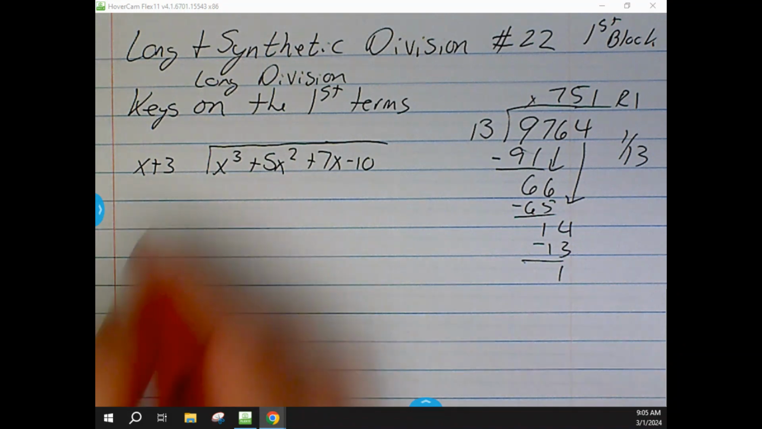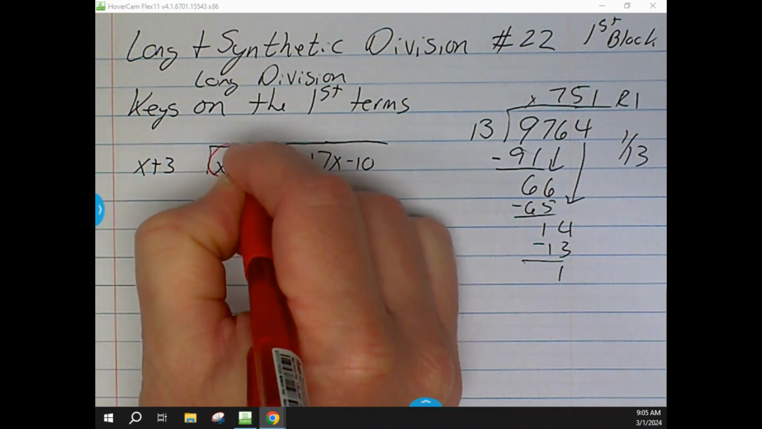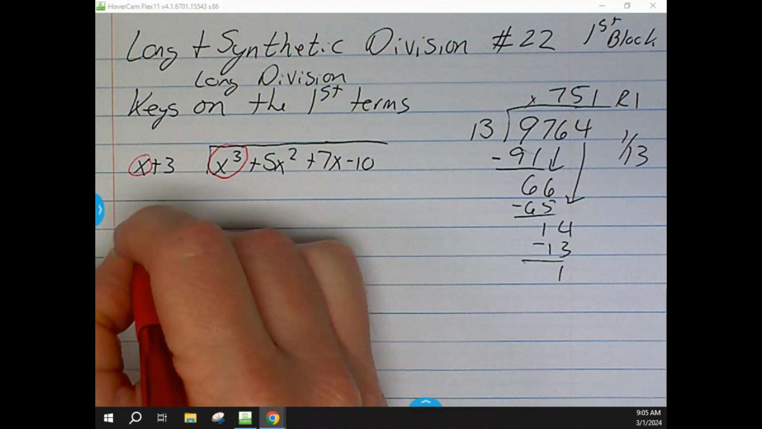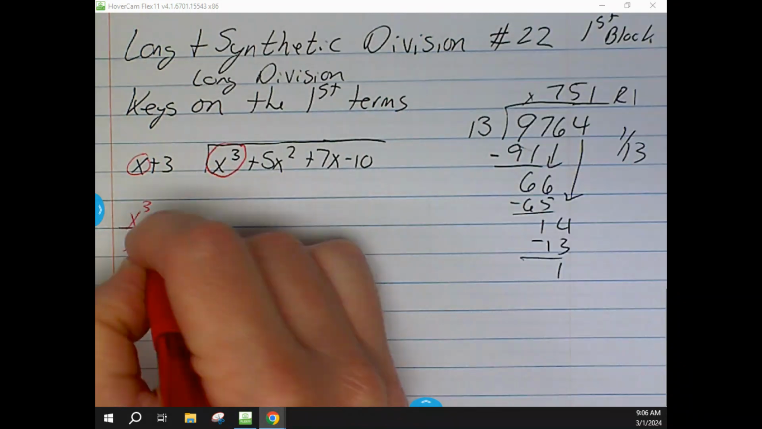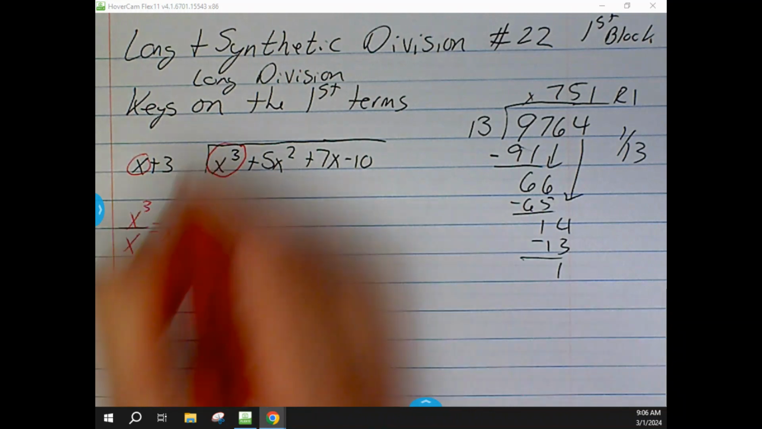Okay, so keying on the first terms, we've got an x to the third here, and we've got an x here, so we're going to take x to the third and divide it by x. If we do that, you go, well, that's not too bad. I'm just taking out a power of x, so that's going to knock this thing down to x squared. All right, so we're good there.